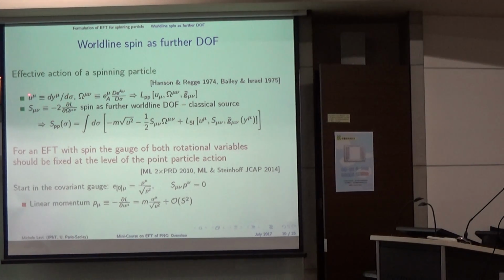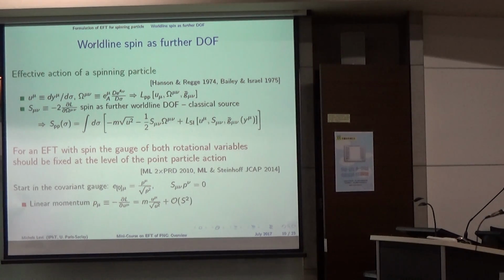If you just define the coordinate velocity and the angular velocity that I was mentioning earlier, defined from the tetrad by the usual generalization of the special relativity definition, one gets that the point particle Lagrangian should be a function of u, omega, and the metric field. And we define the spin as the conjugate of the angular velocity.